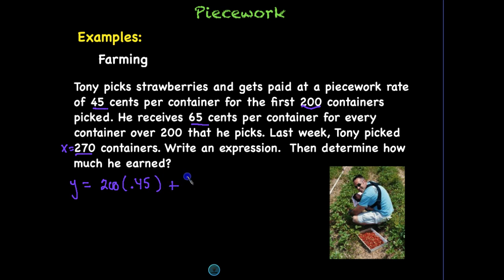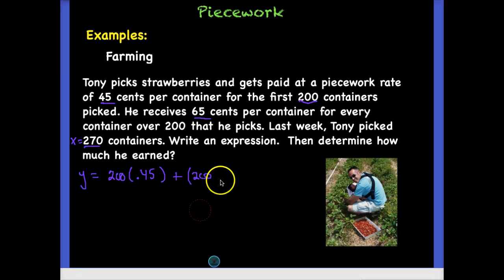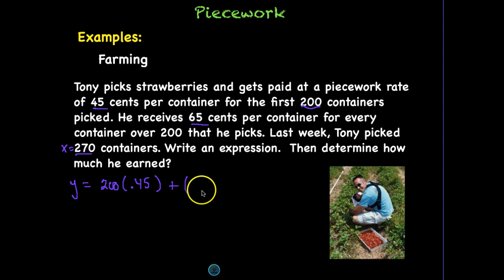plus we're going to get paid on anything over 200. So let's start with the X. We have what we pick minus 200, because what we pick is greater than 200. And then we're going to multiply that by 65 cents. And that expression will work for every employee who picks more than 200. Now all we need to do is plug in how much we pick, and then we can solve. So we're going to go ahead and plug in the 270.